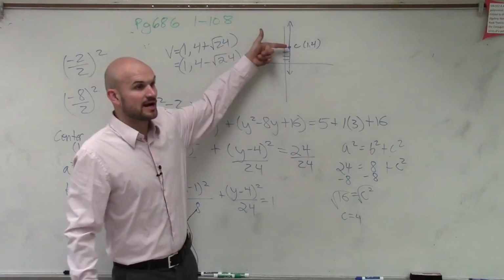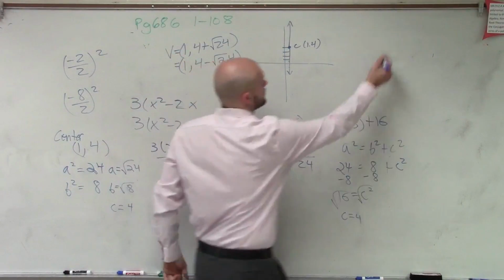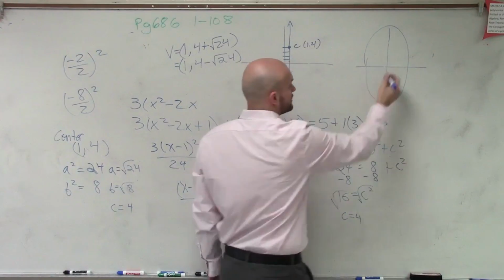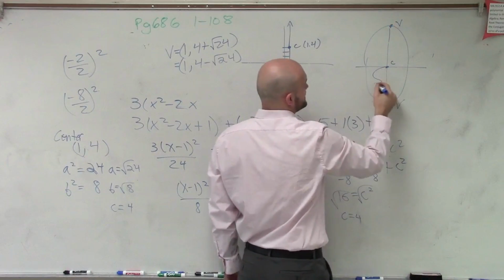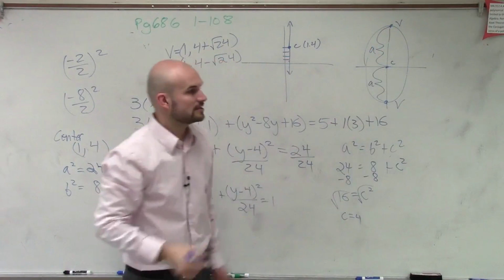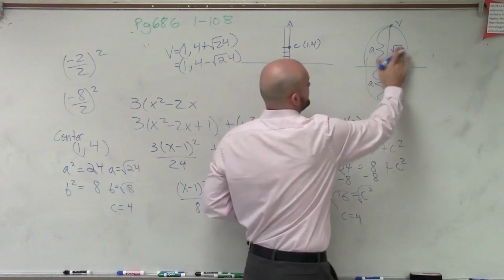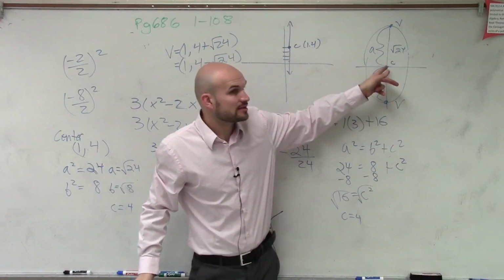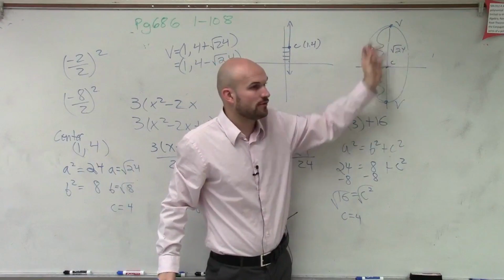You understand your center, right? Your vertices are a distance a from the center. Here's your ellipse, here's your center, here's your vertex, here's your vertex. The distance from here to here is a, and the distance from here to here is a. So what is a? A, in our case, is the square root of 24. So if I give you the center, to find your vertex, you just need to add the square root of 24.